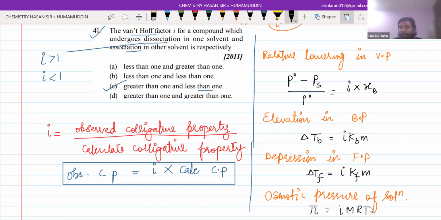If it is MgCl2 and you want to calculate osmotic pressure, MRT will be as it is, but you need to calculate the value of i, and the value of i for MgCl2 will be 3. If it is CH3COOH, the value of i will be half. Is that clear? Yes.